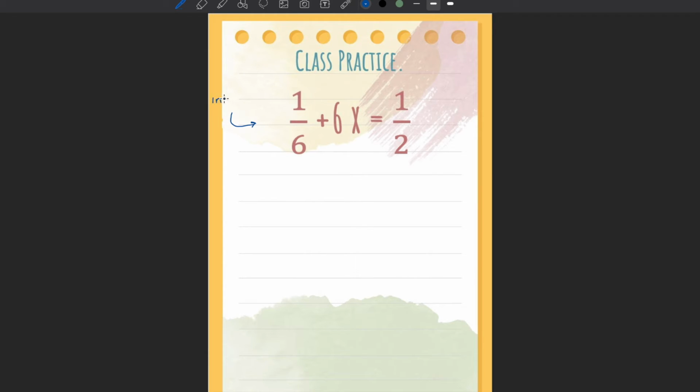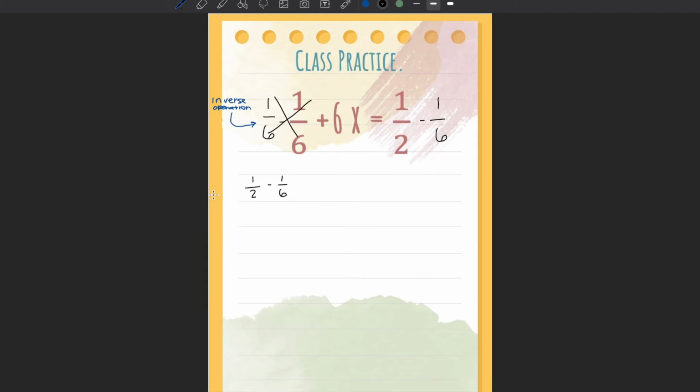So we need to find the inverse operation of 1/6 first. Since the 1/6 is positive, we need to subtract 1/6. And whatever we do to one side, we have to do to the other. So we need to subtract 1/6 from the half, which we get to cross these ones out. And I'm just going to rewrite the 1/2 minus 1/6 right down here.